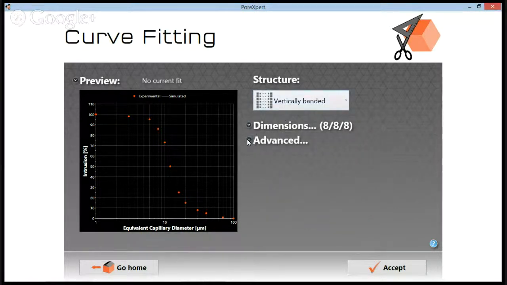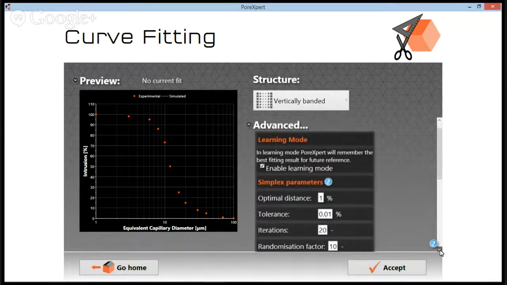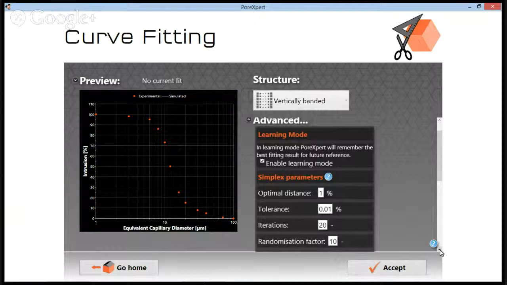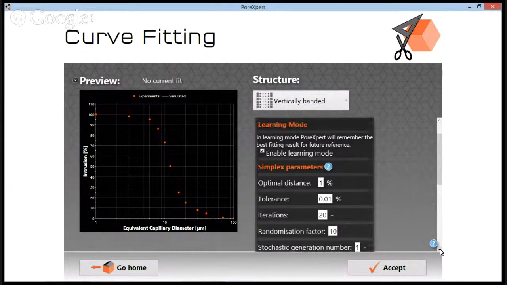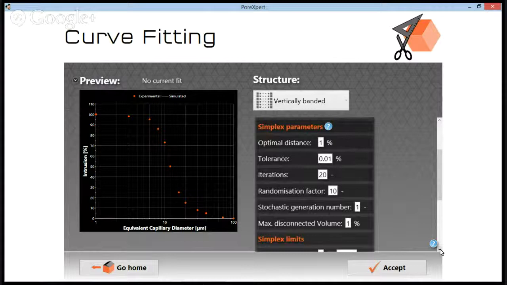While we're at it, we can look at the advanced menu there. And the advanced menu, if you look there, you notice there's a learning mode. The software learns as it goes on. And here we have things that control how the simplex moves around parameter space. You don't really need to change these unless you particularly want to. We in general never change them.